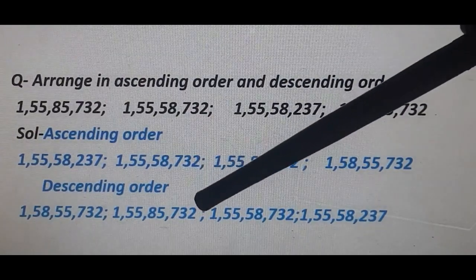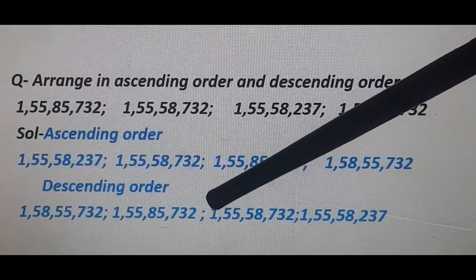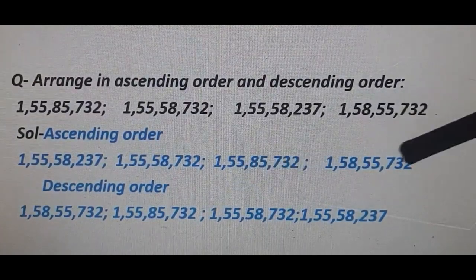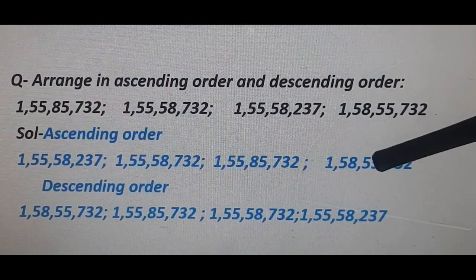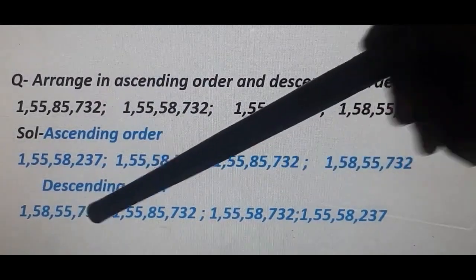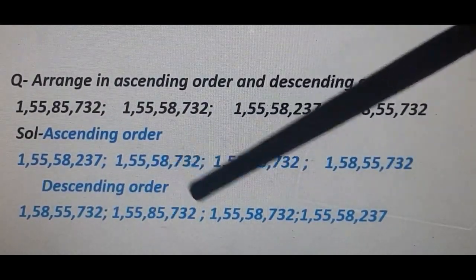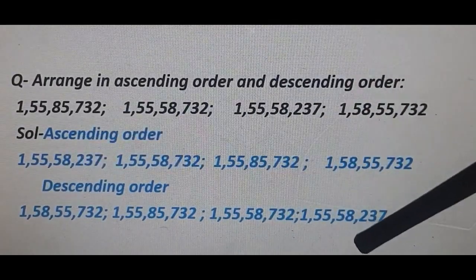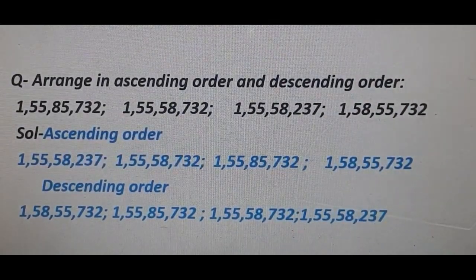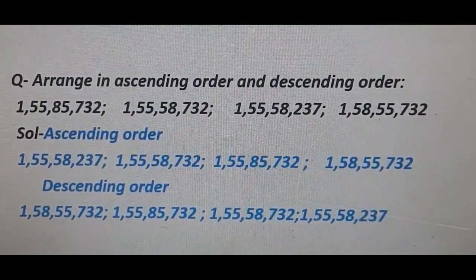Now descending order means decreasing order. घटते क्रम में decrease. So it will be reverse. This number will become first, second, then this will come at third place and this last will come at fourth place. First number will become last, right?